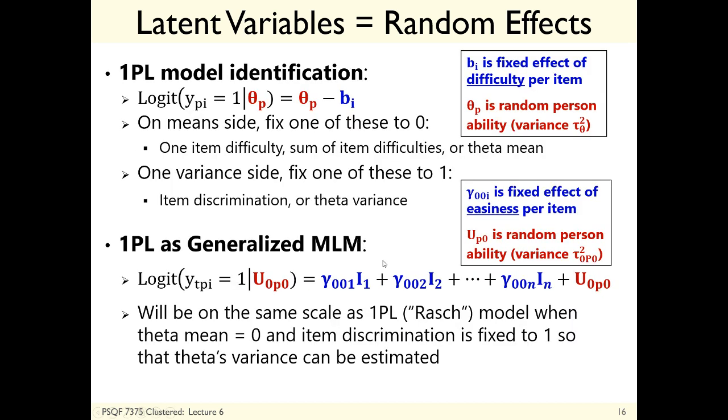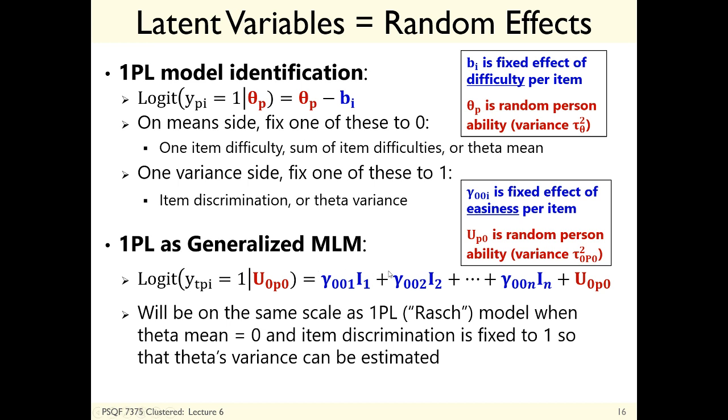Now, identification. When you are estimating this model, you have to decide how to identify it, because theta is an imaginary thing. It doesn't exist, so you have to give it a scale. The way that theta is identified, meaning it has a mean and variance, you fix something to 0 and something to 1. You can fix one item difficulty to 0. You can fix the sum of the item difficulties to 0, which is another approach that some programs take, or just the theta mean. Say that theta has a mean of 0. On the variance side, you either have to fix the item discrimination, an imaginary slope that's not written here, or the theta variance to 1.